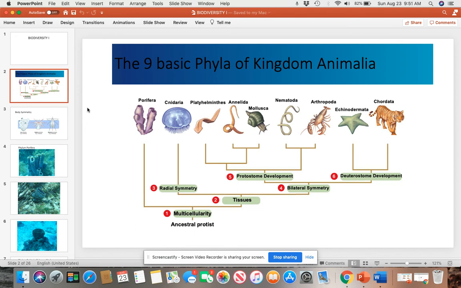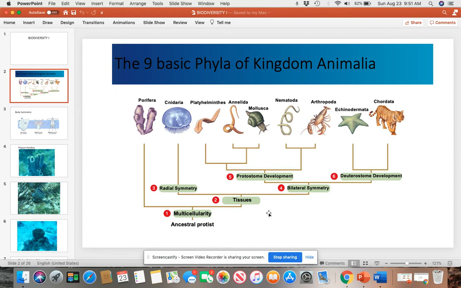For Biodiversity 1, we will look at the 9 basic phyla of kingdom Animalia. For the first 8, Porifera, Cnidaria, Platyhelminthes, Annelida, Mollusca, Nematoda, Arthropoda, and Echinodermata, these are invertebrates. When we look at Biodiversity 2, we will look at the vertebrates.